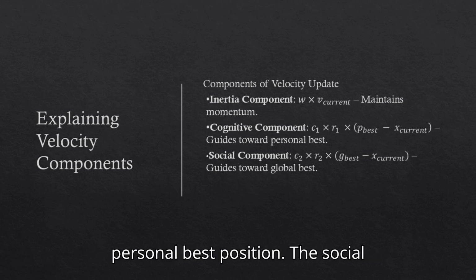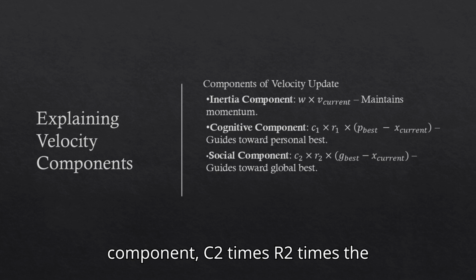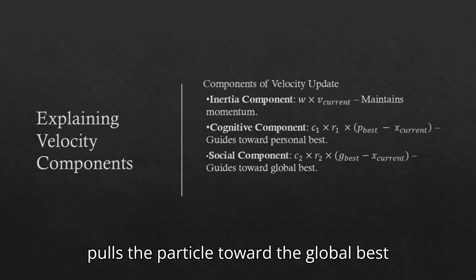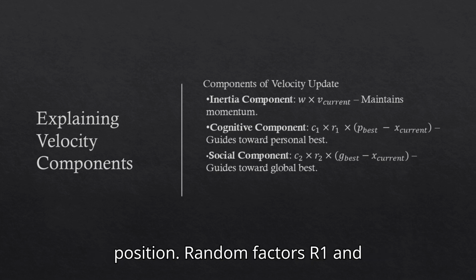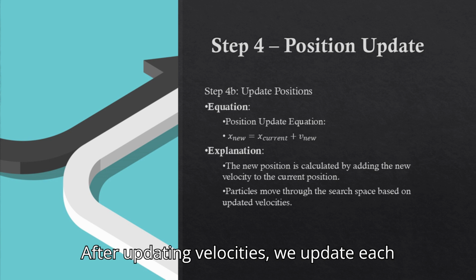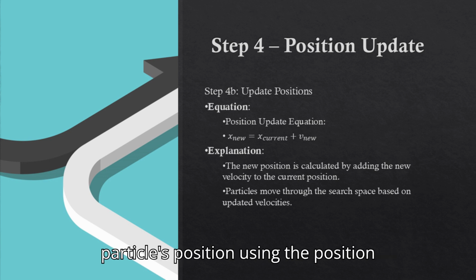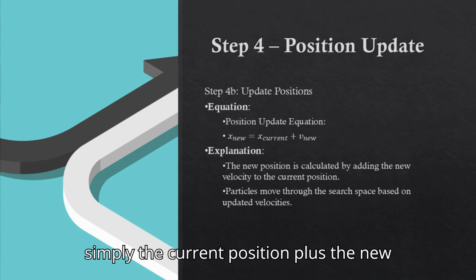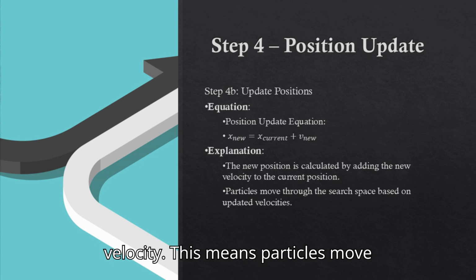best position. The social component, C2 times R2 times the difference between GBest and X current, pulls the particle toward the global best position. Random factors R1 and R2 introduce variability, aiding in exploration. After updating velocities, we update each particle's position using the position update equation. The new position is simply the current position plus the new velocity.